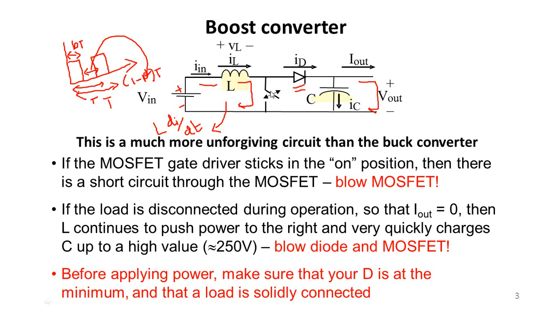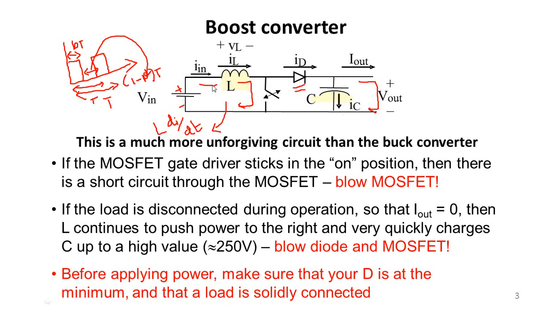So during the off period of the switch, or during the 1 minus D into T period of your switch, the inductor current will directly pass through the diode. Two operations will happen. It will drive the load and also it will charge the capacitor.